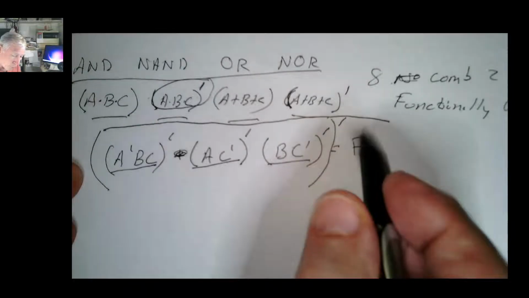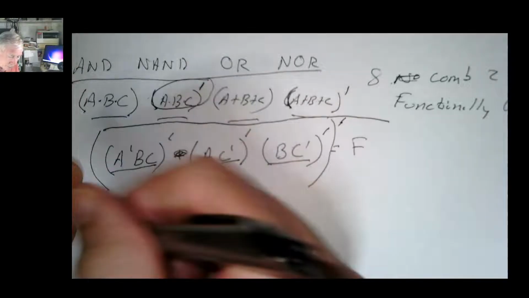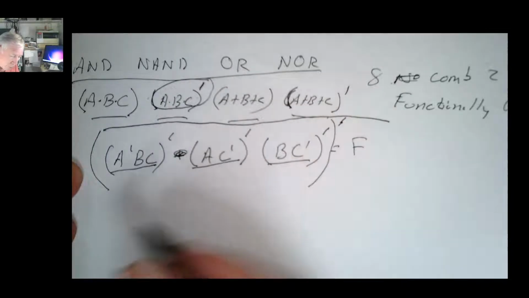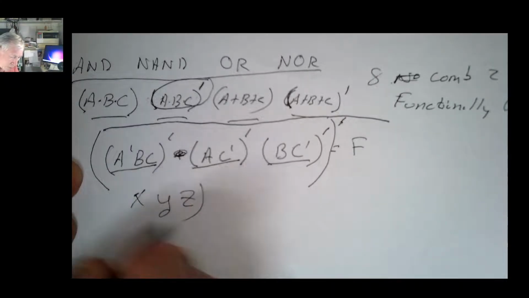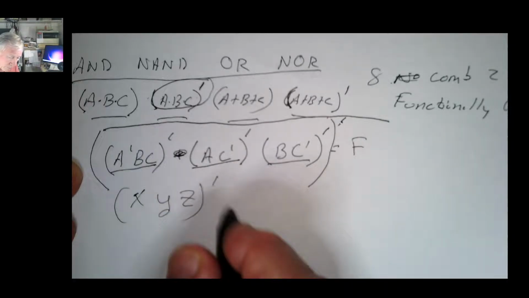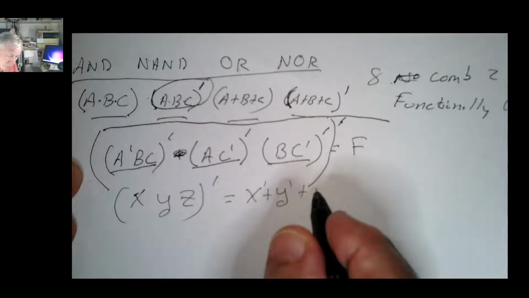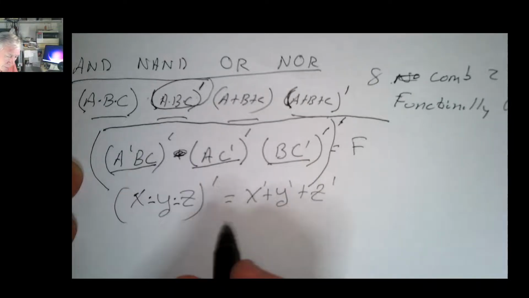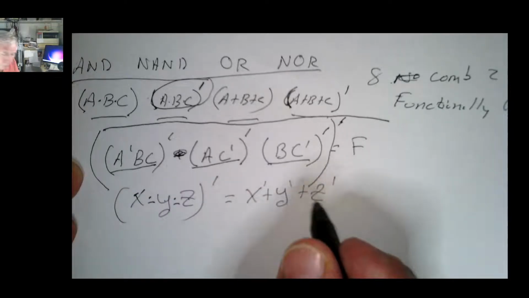Well, the first thing we can do is bring this tick mark in to all these, and we'll treat this just like it was X, Y, Z inverted. So if we bring this in, we would wind up with X prime plus Y prime plus Z prime, because remember we have to change the implied AND functions here into OR functions, and we have to prime all the variables.